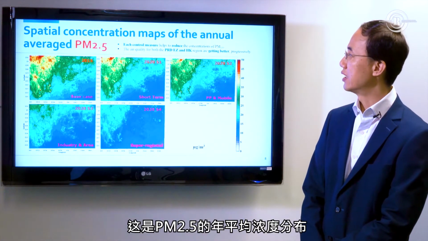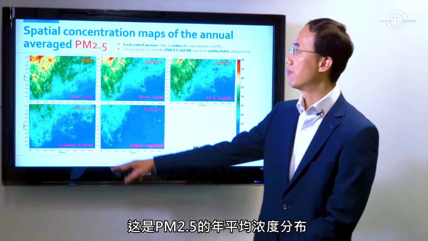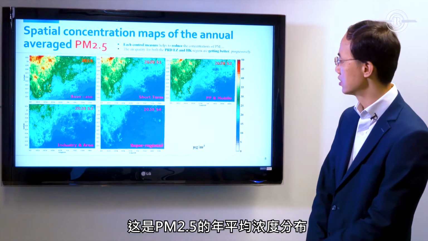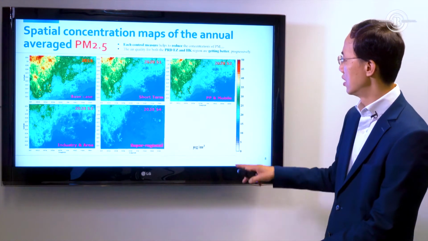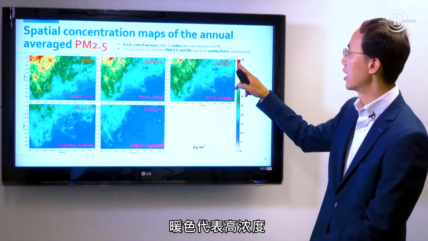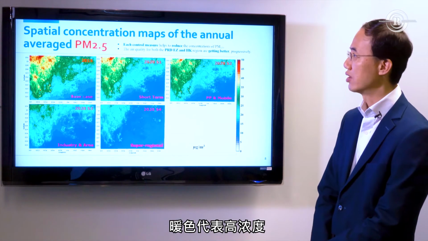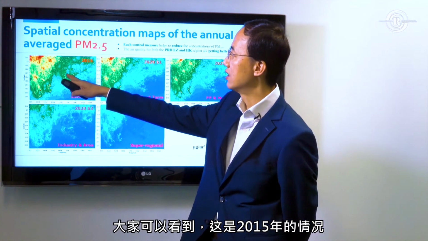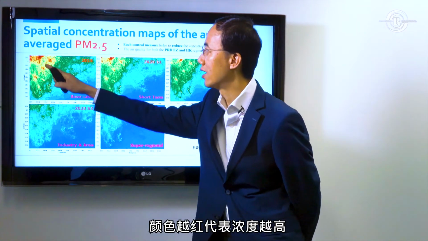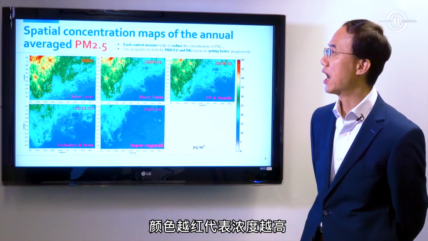Okay, so this is the annual average PM2.5 concentration. The color represents the concentration: the cold color is low concentration, the hot color is high concentration. As you can see, this is the current 2015 situation. The hotter the color, the higher the concentration.